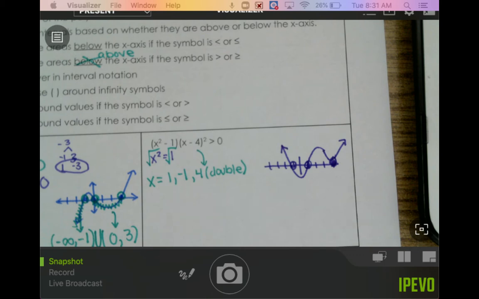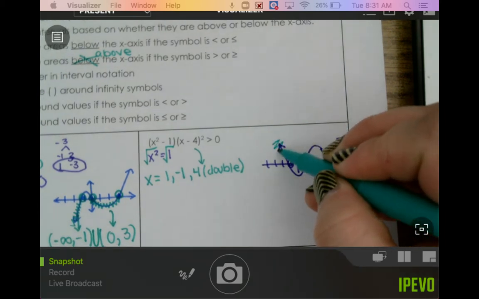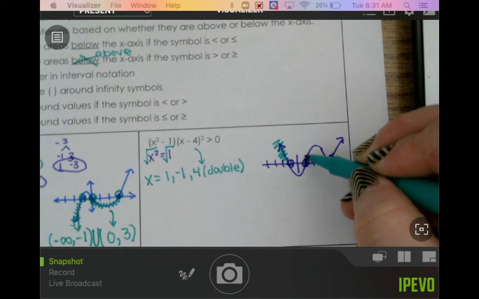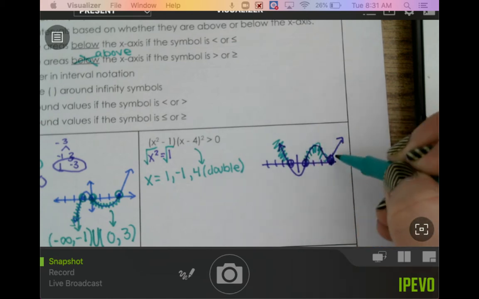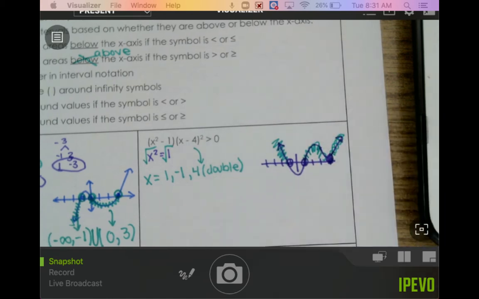Then we wanted the parts that were above. So that's going to be this part, and this part, and this part. So there are 3 intervals. One of the kind of tricky parts is that this is an open circle. So it doesn't just go from here all the way over to the right. It actually has to stop there.